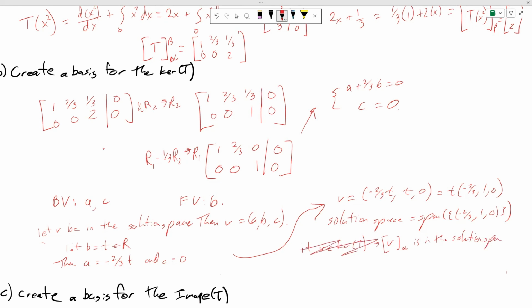So to create our kernel, we're going to convert our vectors here into what V is. So V alpha equals minus 2/3, 1, 0, which implies that V equals minus 2/3 times 1 plus 1 times x plus 0 times x squared, or V equals x minus 2/3. So our kernel of T equals the span of the set of vectors x minus 2/3.